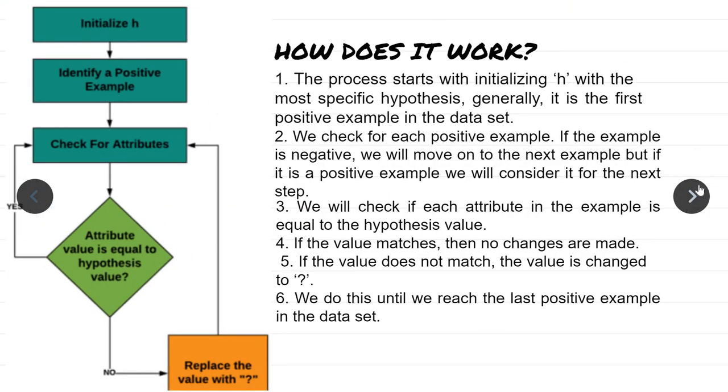How does it work? The process starts with initializing H with the most specific hypothesis. Generally, it is the first positive example in the dataset. We check for each positive example. If the example is negative, we will move on to the next example. But if it is a positive example, we will consider it for the next step. We will check if each attribute in the example is equal to the hypothesis value. If the value matches, then no changes are made. If the value does not match, the value is changed to a question mark. We do this until we reach the last positive example in the dataset.